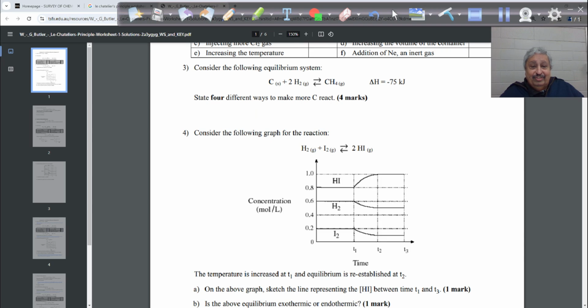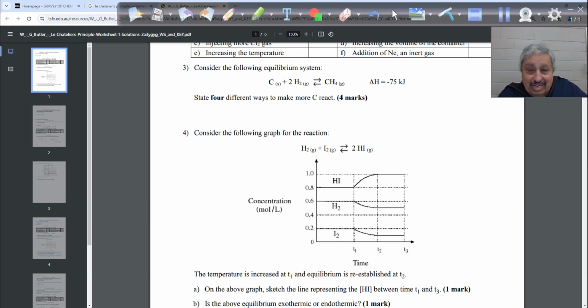State four different ways to make more carbon react. We need to have more of this produced, correct? More react means to produce more products. That's what is meant. It's a very awkward type of question. It's not telling them more react with what.